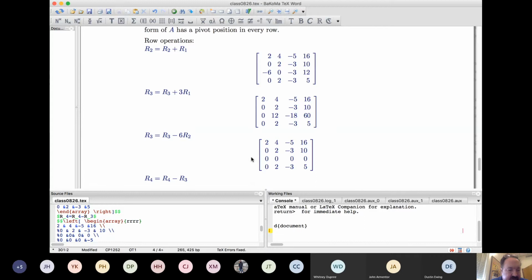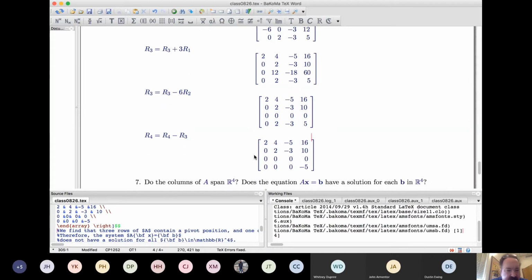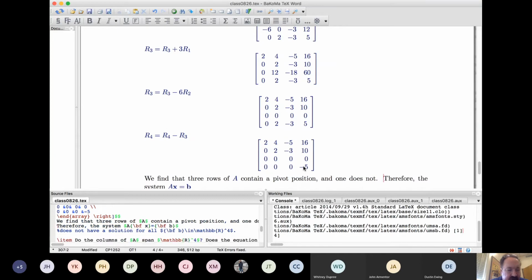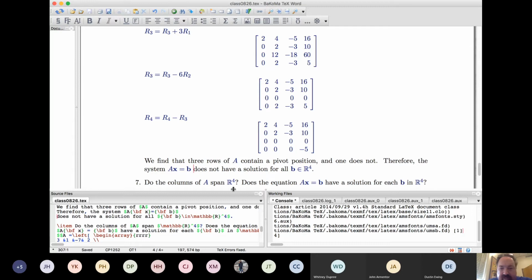Now, I'll finish the process anyway, just to get this to upper triangular form, because that's actually part of a question in my labs: which pivot positions do we have? How many rows have a pivot position? We don't know until we finish. Because the fourth row does not have any pivot position, it's all zeros, we do not have a solution. But we can say that 3 of the rows do have one.